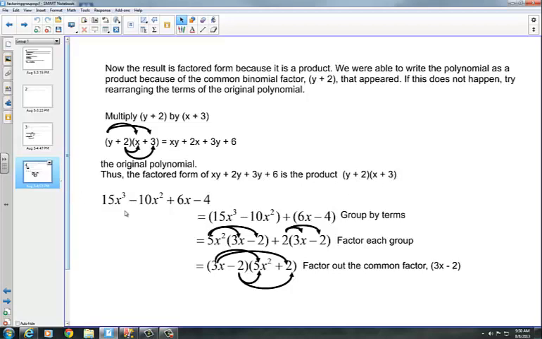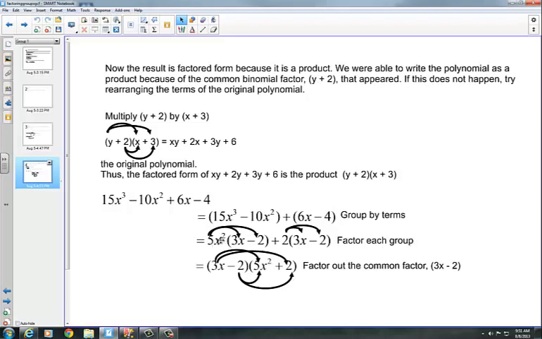Now let's do this problem: 15x to the third power minus 10x to the second plus 6x minus 4. We group by terms, which is 15x cubed minus 10x squared, plus 6x minus 4. Now we're going to factor each group.